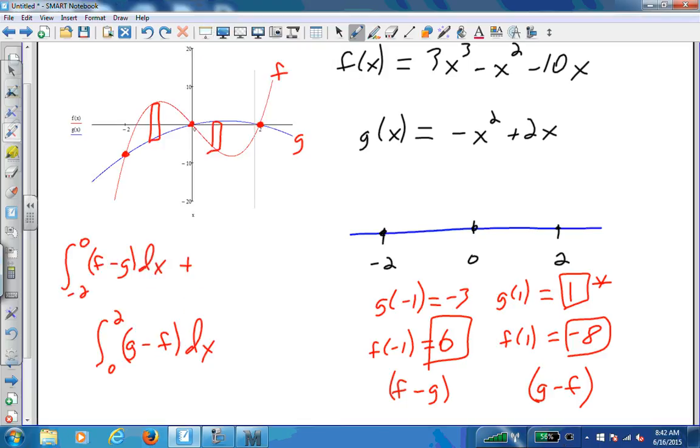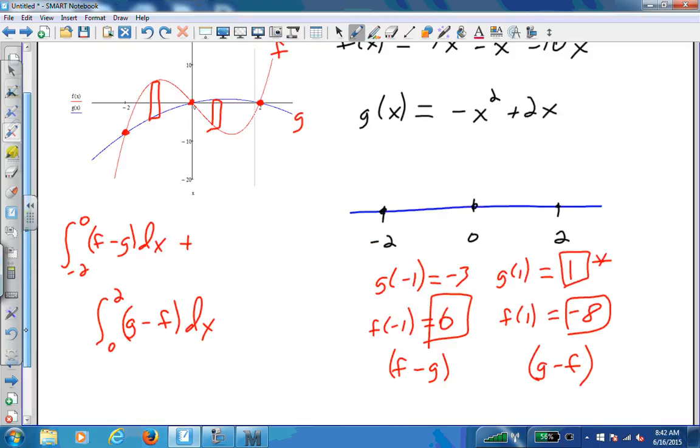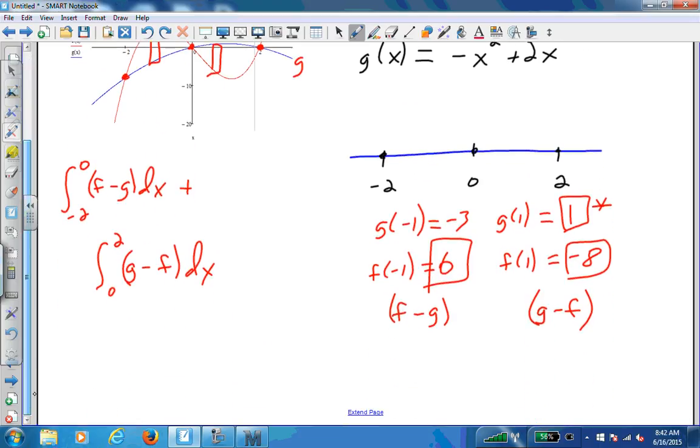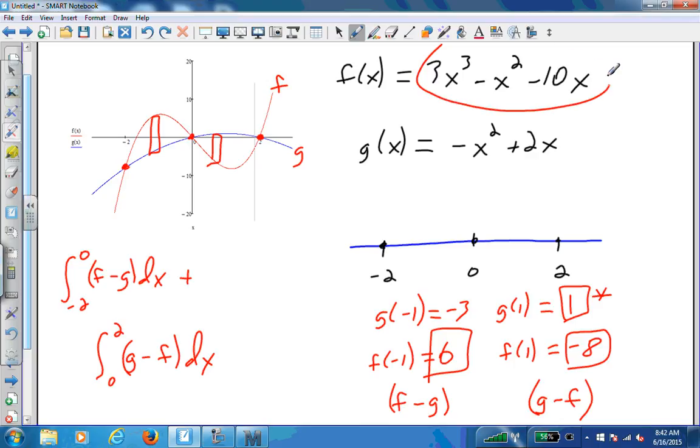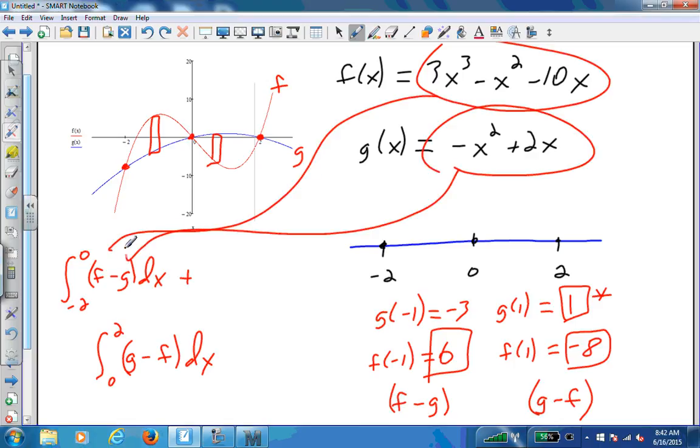Now, for time's sake, I'm not going to go through and do all the integration for you. Hopefully you can do that on your own. But you would just take this function, put in for f, and this function, put in for g, and evaluate that integral, and then do the same thing for the second one. So that's 80 to 90% of this section.